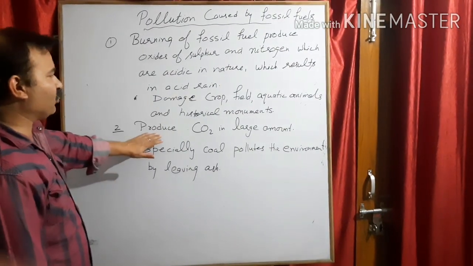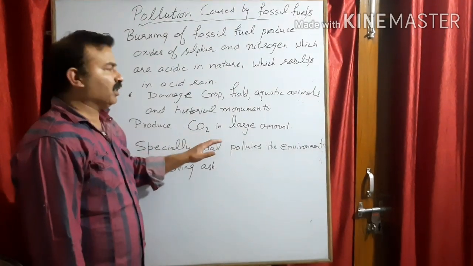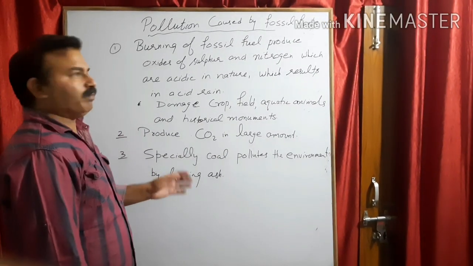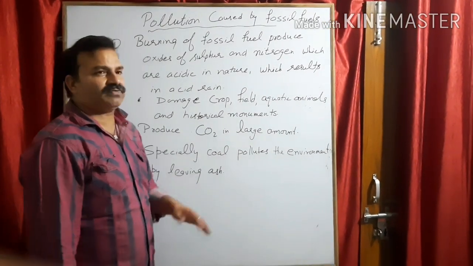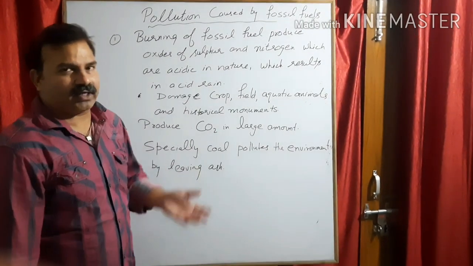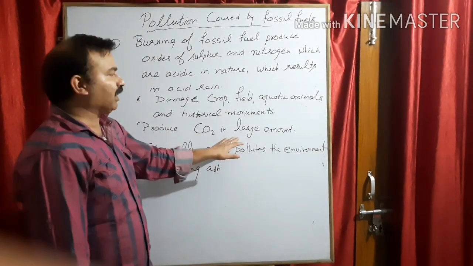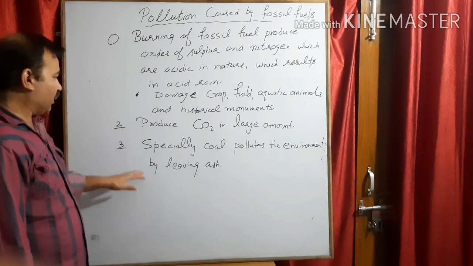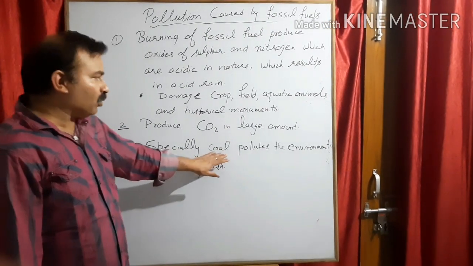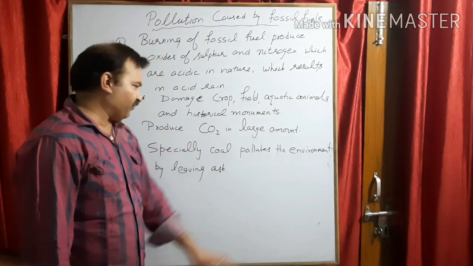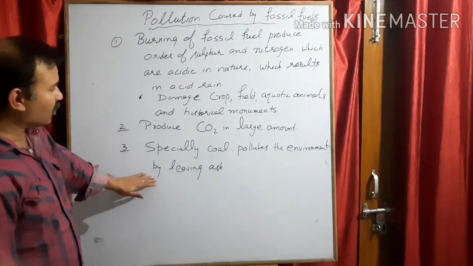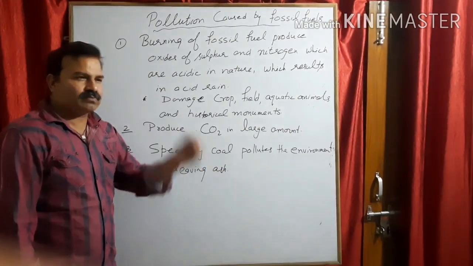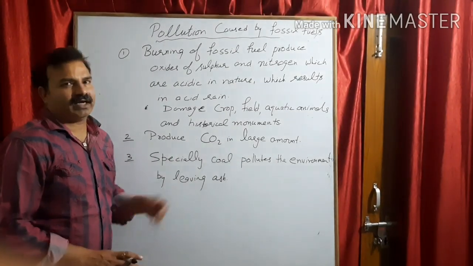Next, burning of fossil fuel produces a large amount of CO2. Although CO2, carbon dioxide, is not a poisonous gas, the more its amount, the more the greenhouse effect will be. That is, the temperature of the earth will be a little more. Now the third, especially when coal burns, it pollutes the environment by giving out some gases and also by leaving ash. The size of these ash particles is very small, which pollutes the environment.